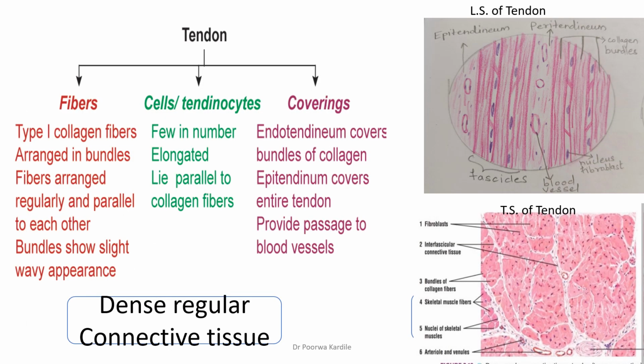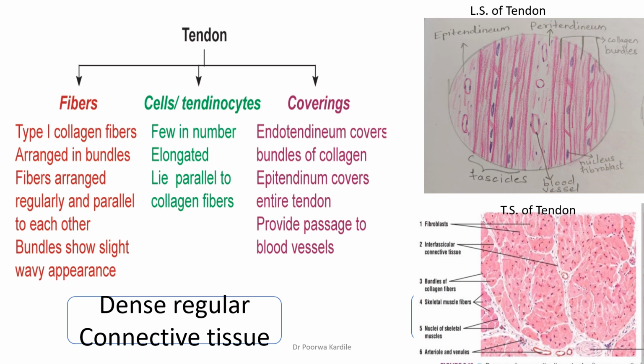In this slide, we have two diagrams of tendon, longitudinal section and transverse section. If we see the composition of tendon, it has more amount of type 1 collagen fibers. Then the cells are fibroblasts and fibrocytes, also known as tendinocytes. We can also see the connective tissue covering the tendon. Endotendinium covers the bundle of collagen fibers, and epitendinium covers the entire tendon. These connective tissues provide passage to the blood vessels.